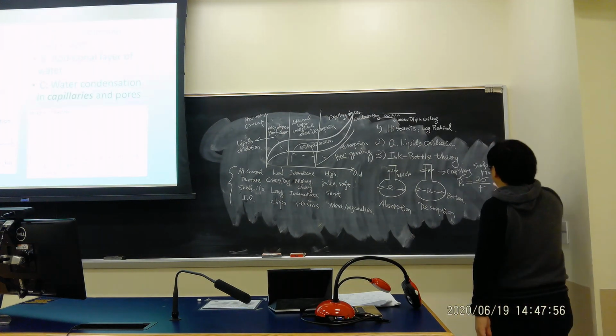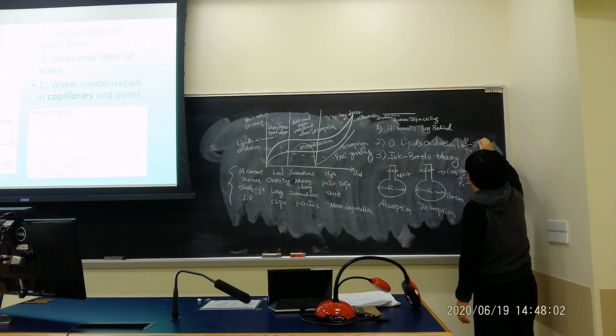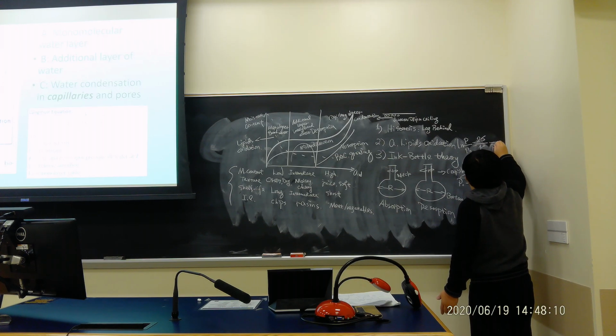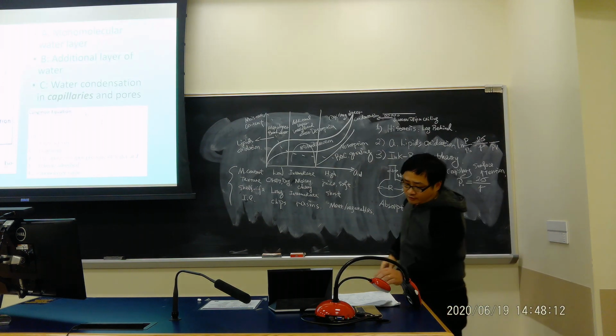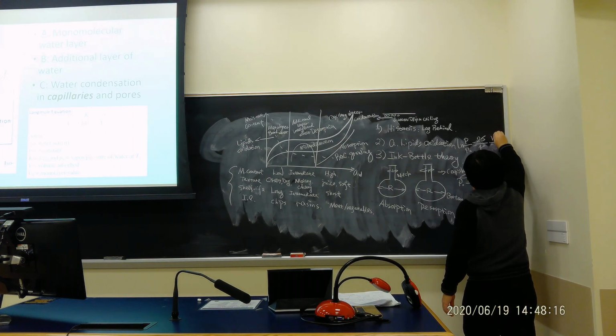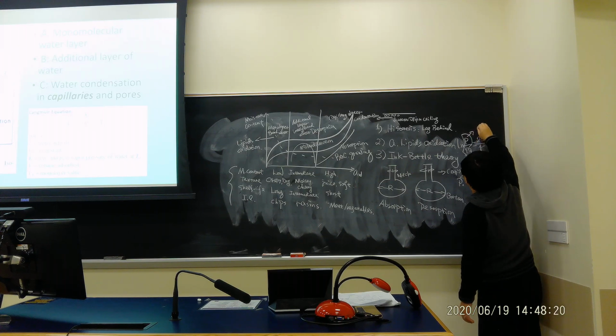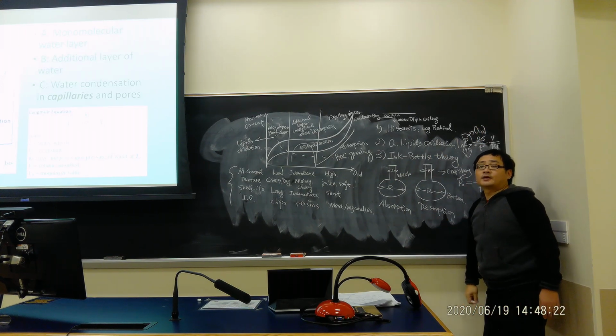And this surface tension could be calculated as P0 equals theta R, and this should be PV. Let me see the formula. It should be RT and V, V and RT. And what is this?